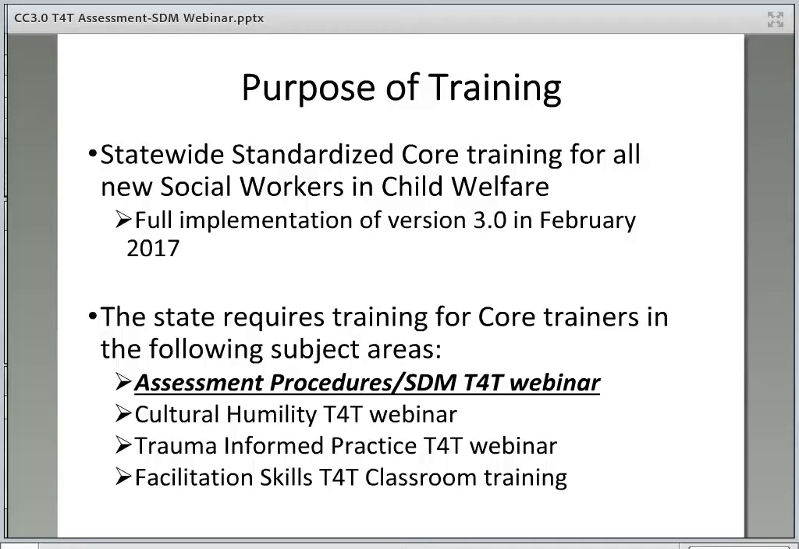Additionally, there is a Facilitation Skills T4T classroom training, which focuses on shifting the role of instructor from stand and deliver to facilitator in the classroom. These trainings are required to be completed within the first year of starting training in CORE classes.